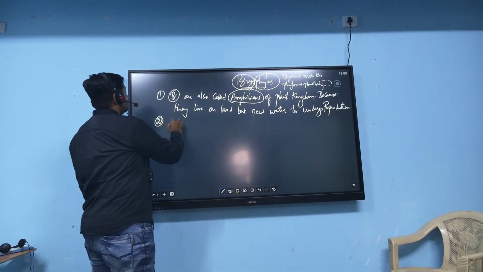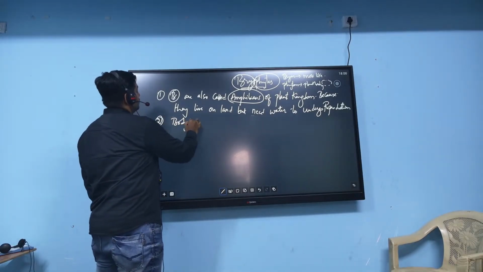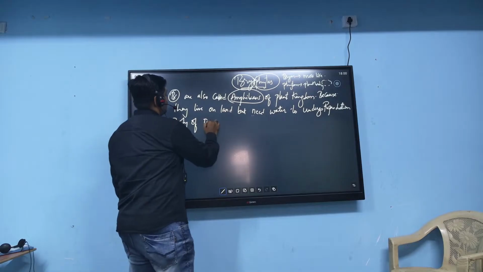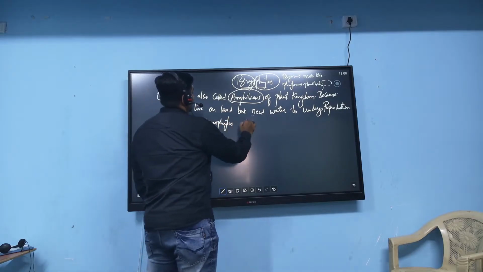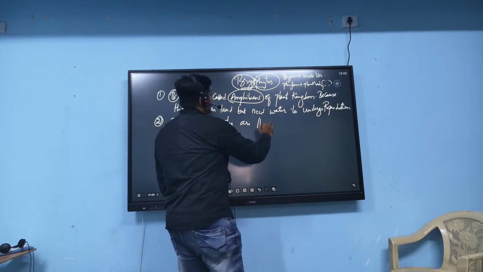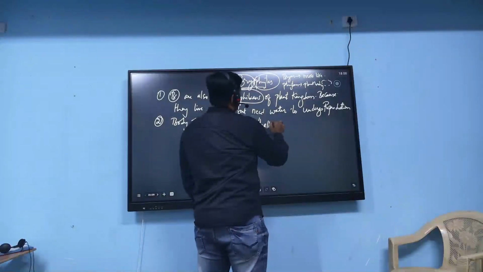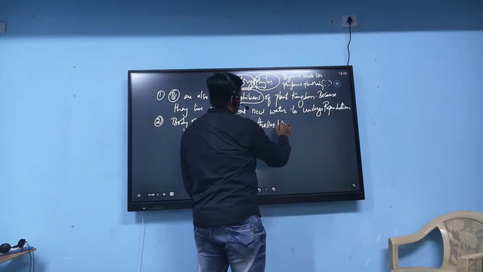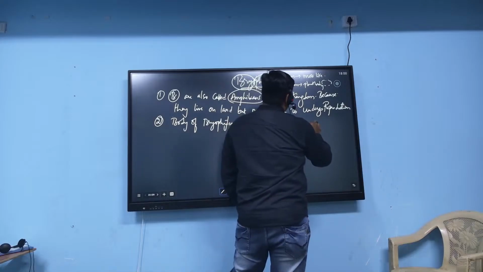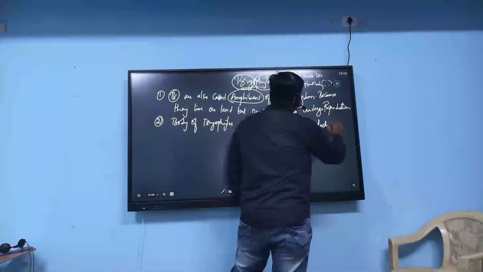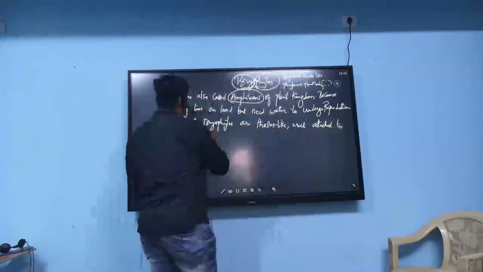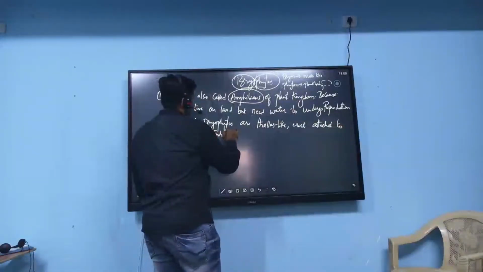Body of the bryophytes is thallus-like, erect, attached to the substratum.